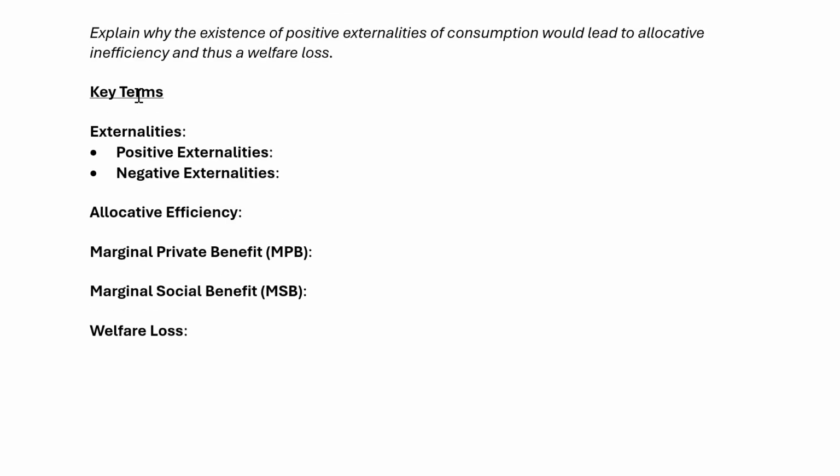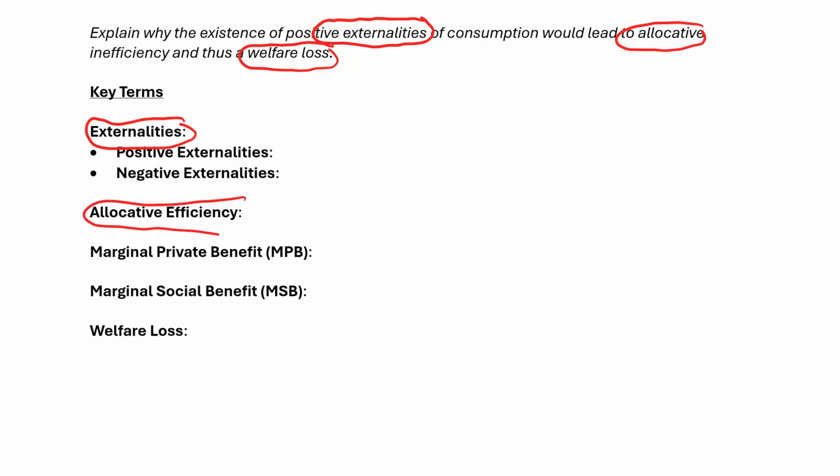Okay, so let's go back to the first bit over here where we typically talk about key terms. So first, let's define some important concepts. When I look at this question, I see that they're asking us to talk about externalities, and they're talking about allocative efficiency and also welfare loss. So we can see here we've got externalities, some discussion on allocative efficiency as well as welfare loss, as well as these other related concepts of marginal private and social benefit, which we're going to discuss.